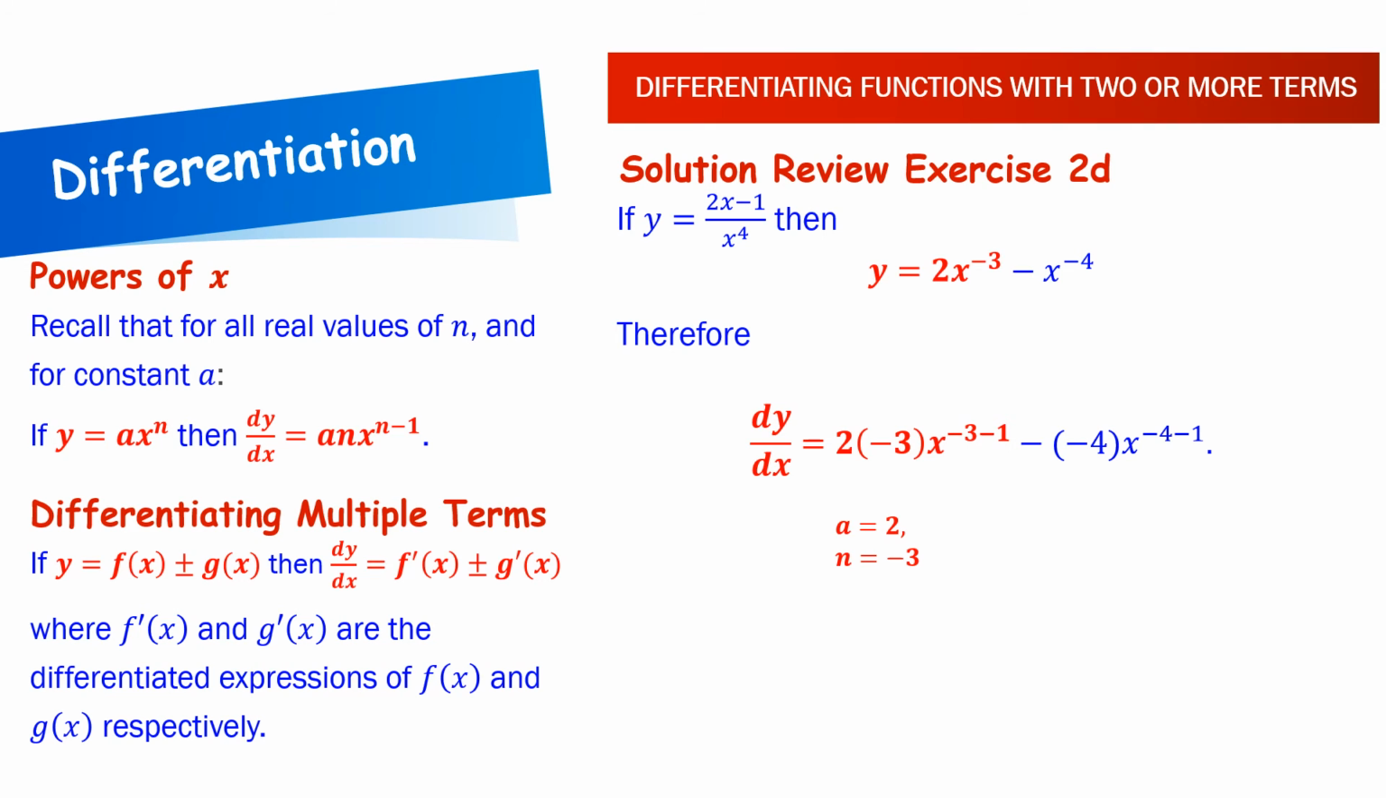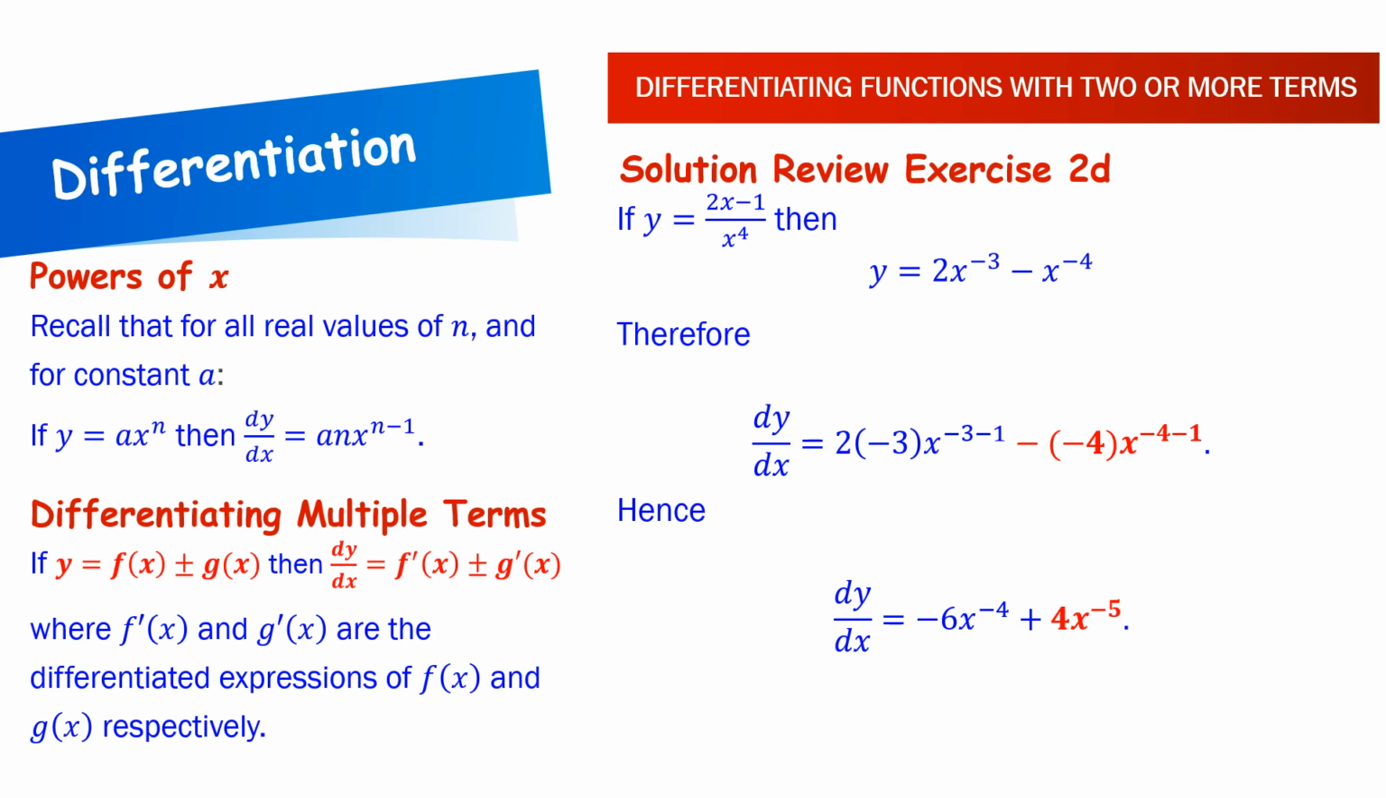Here a is equal to 2 and n is equal to minus 3. Minus 4 times x to the power minus 4 minus 1. Here a is equal to minus 1 and n is equal to minus 4. So tidying up gives us minus 6x to the power minus 4 plus 4x to the power minus 5.